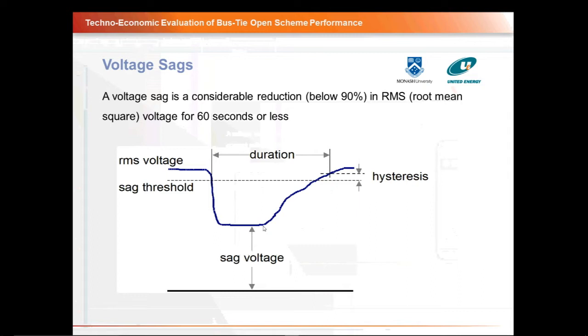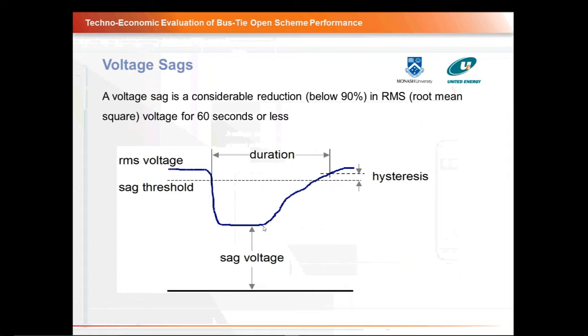There's been a lot of study done by the University of Wollongong and by the power quality team at United Energy to look at the impact of voltage sag on customer equipment. From the study, it's been found that voltage sags cause industrial equipment in particular to malfunction. This is equipment such as PLCs, adjustable speed drives, and process controllers.